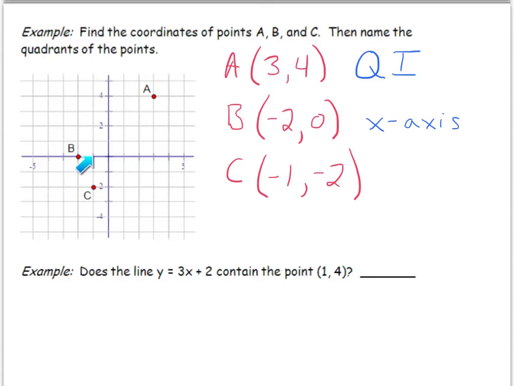Next one, for C, the last one we've got here, starting at the origin, I move left 1 unit, so that's a -1 for the x, and then I move down 2 units for its -2 for the y. This is actually sitting in quadrant 1, 2, 3. It's sitting in quadrant number 3, so we're going to put down Q3 for that one.